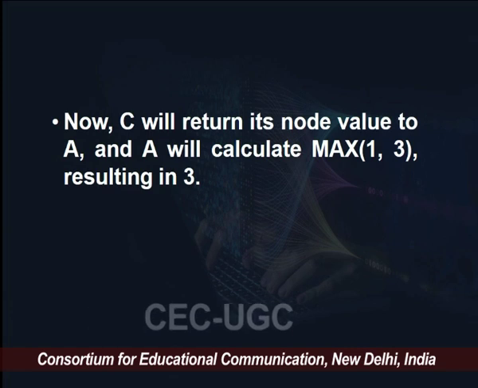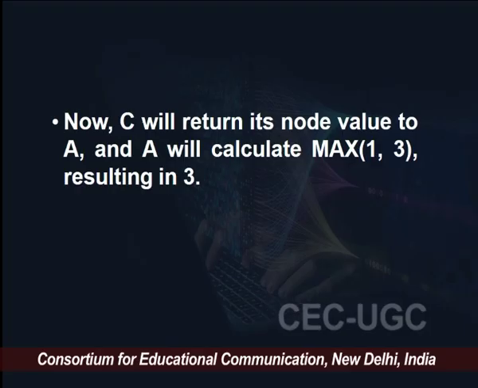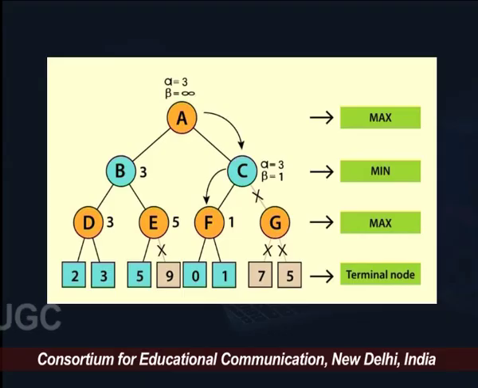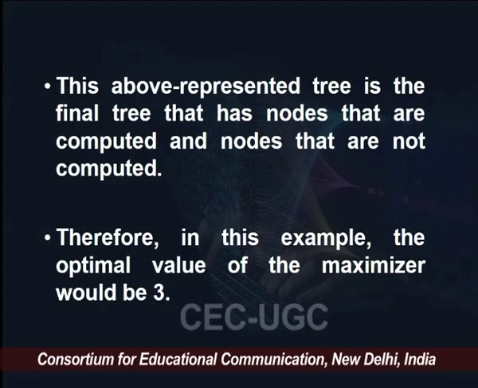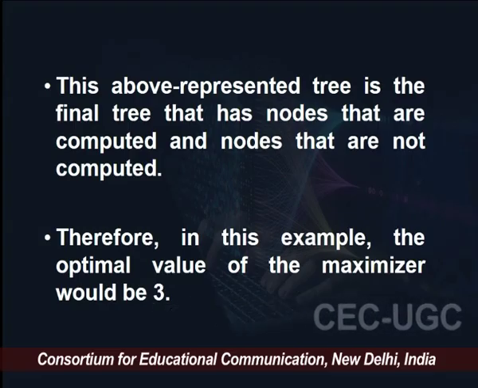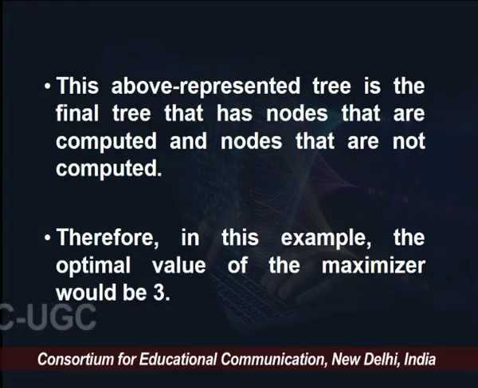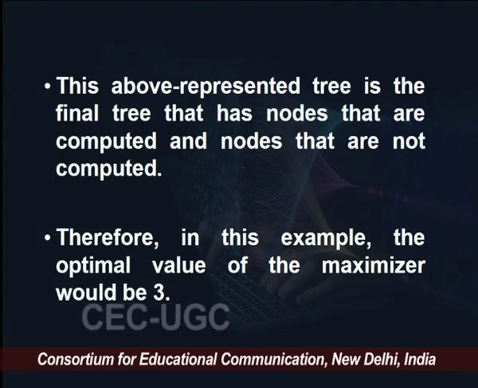Now, C will return its node value to A, and then A will calculate max of 1 comma 3, which results in 3. So, finally, the result is going to be 3 at the node A. The tree which we have just represented is the final tree that has nodes that are computed and the nodes which are not even computed.